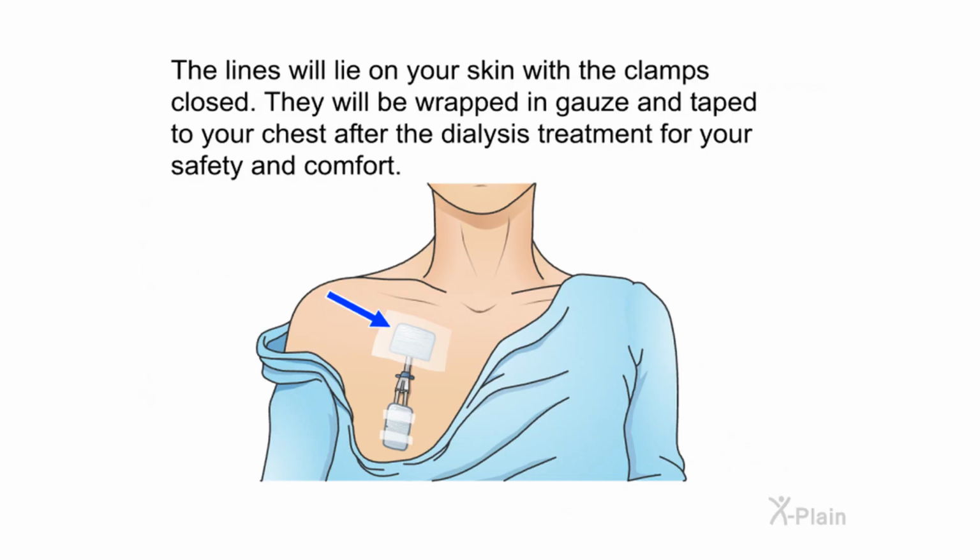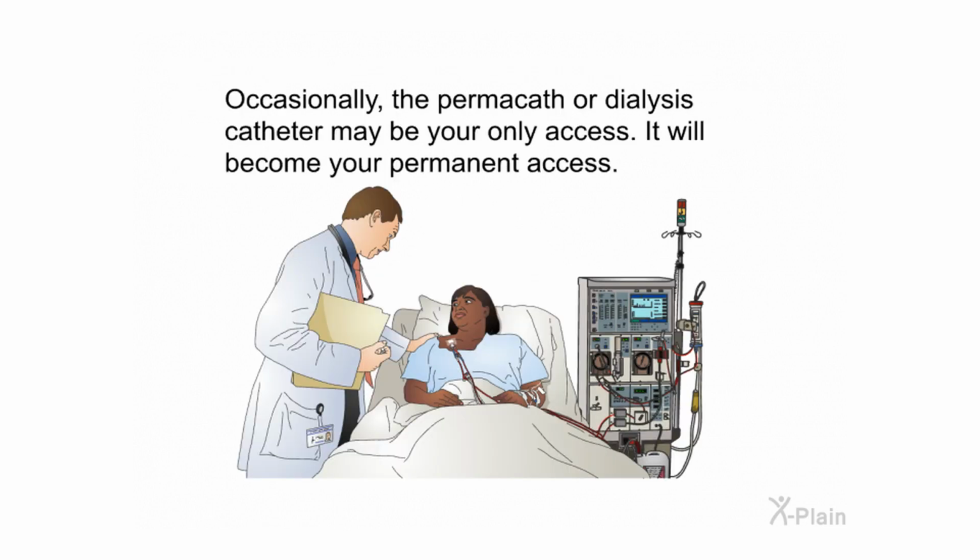The lines will lie on your skin with the clamps closed. They will be wrapped in gauze and taped to your chest after the dialysis treatment for your safety and comfort. Occasionally, the permacath or dialysis catheter may be your only access. It will become your permanent access.